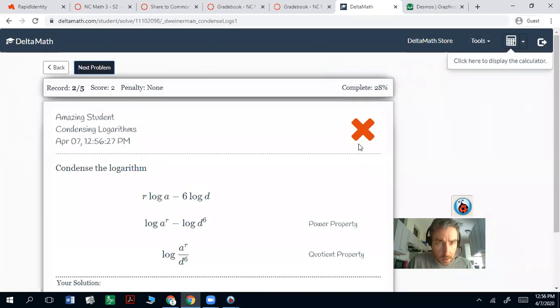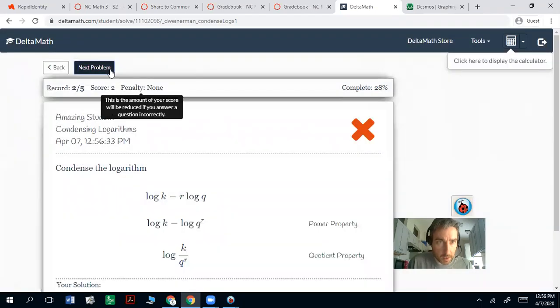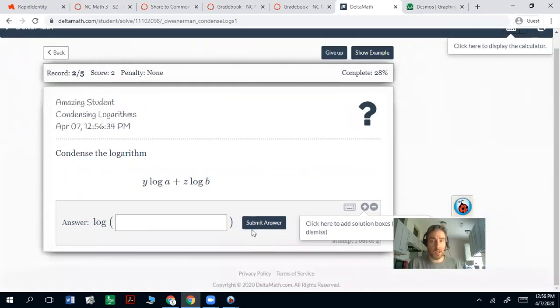Yeah, I'm going to keep giving up until I get a new problem. All right, I'm going to give one with a plus so you can see the difference. So you're going to get some with pluses. I just got unlucky and I didn't get any with pluses for a little while.